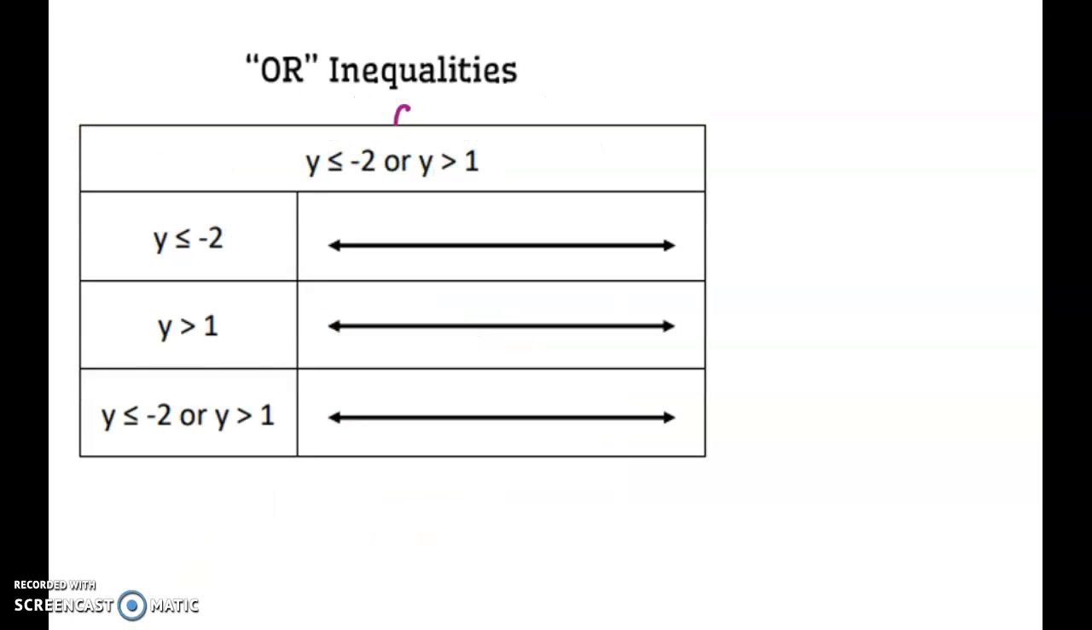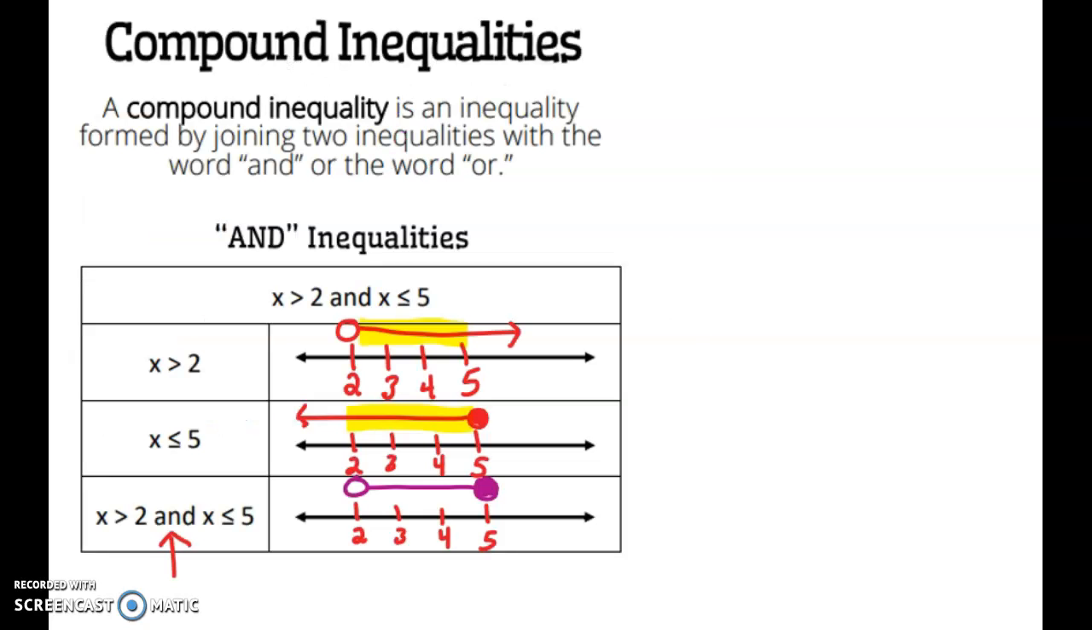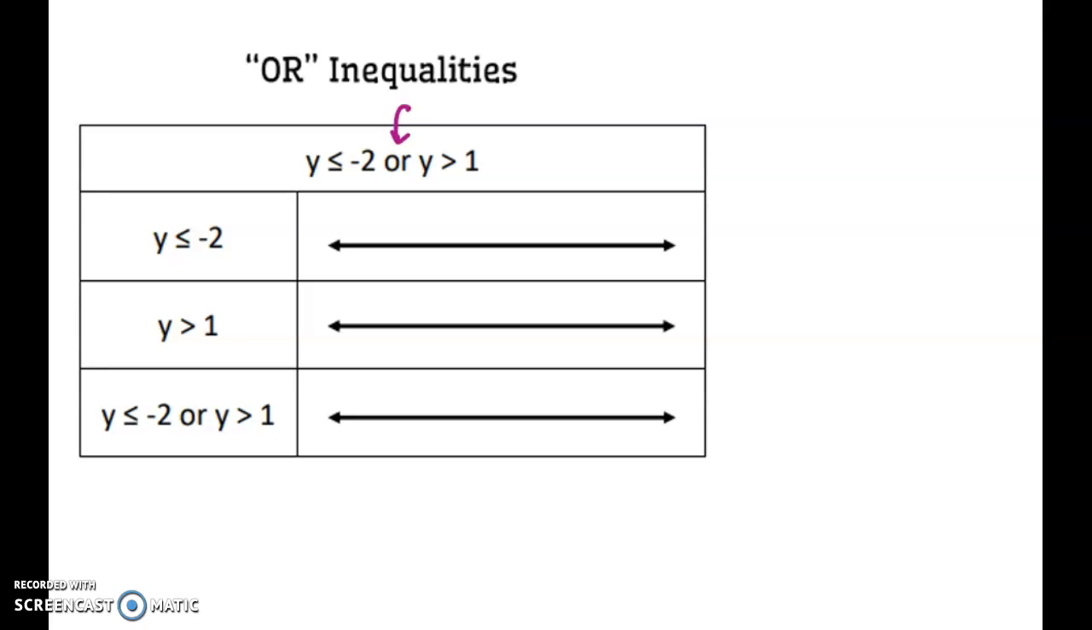So when it says "or", that's a little different. Remember, "and" was something where it connected like that. Ors are the opposite. Ors are always going to point away from each other. They can be open or closed circles, doesn't matter, but they are going to point in opposite directions.